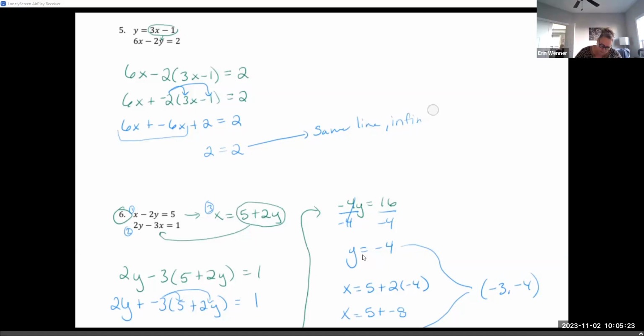Infinite. Let's actually spell this right. And remember, the infinite solutions is going to come with that set notation. So it's going to be something like, remember, the set of all x, y's such that they are on this line, right? Like they satisfy that equation, y equals 3x minus 1. Okay.